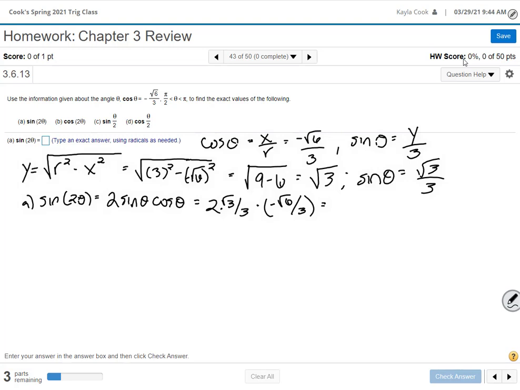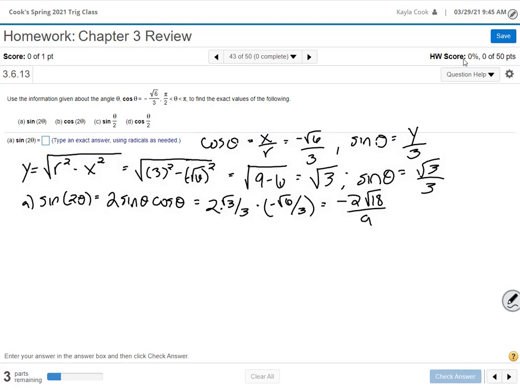2 times the square root of 3 times the square root of 6. But when I multiply two radicals together, I just multiply what's underneath. So 3 times 6 is 18. So I get negative 2 times the square root of 18 over 3 times 3, which is 9. Okay, but now I can maybe simplify the square root of 18.